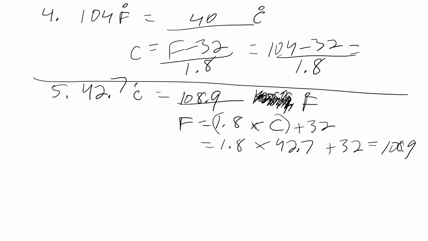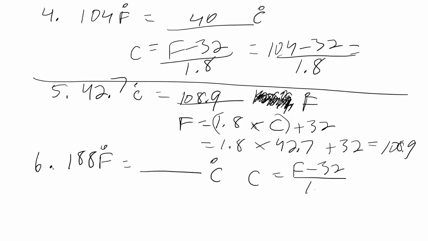Then number 6 is 188 Fahrenheit equals what Celsius? We know that Celsius equals F minus 32 over 1.8. That equals 188 minus 32 over 1.8, and that equals 86.7.